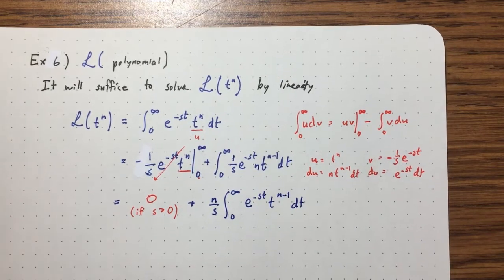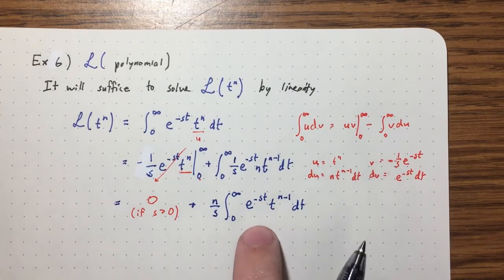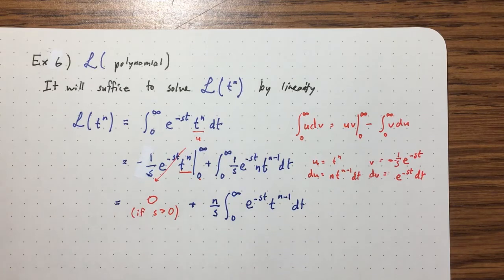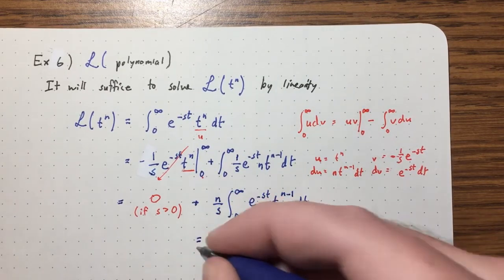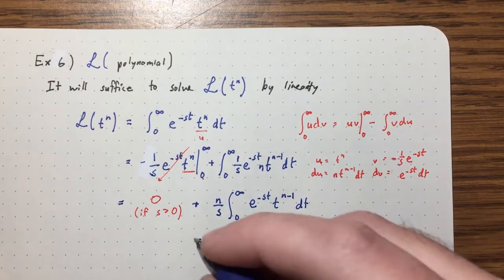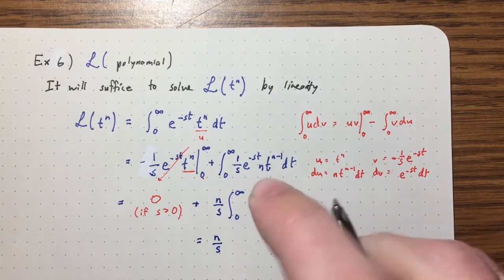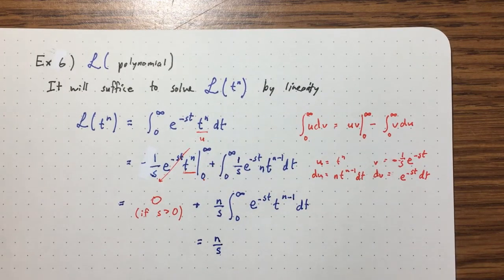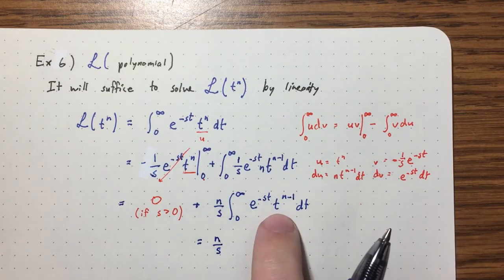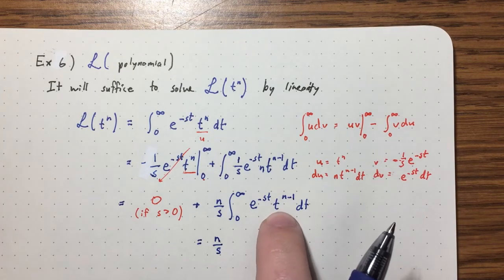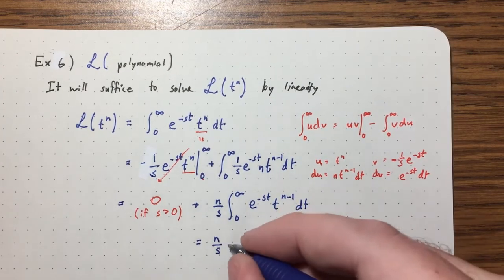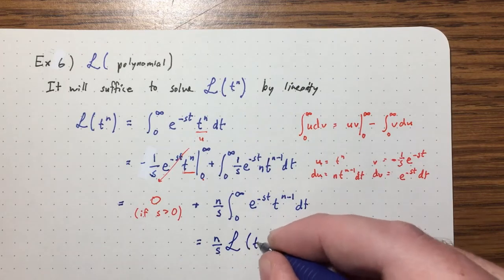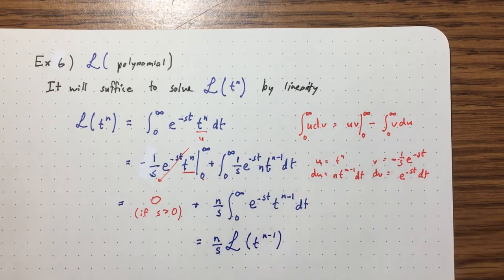Okay. Do you recognize what that integral is? It's n over s times... this looks like the definition of the Laplace transform, right? But there's my function that I'm taking the Laplace transform of, t to the n minus 1. So this is the Laplace transform of t to the n minus 1.